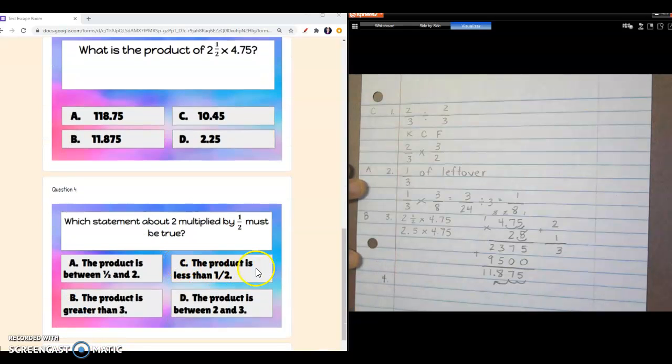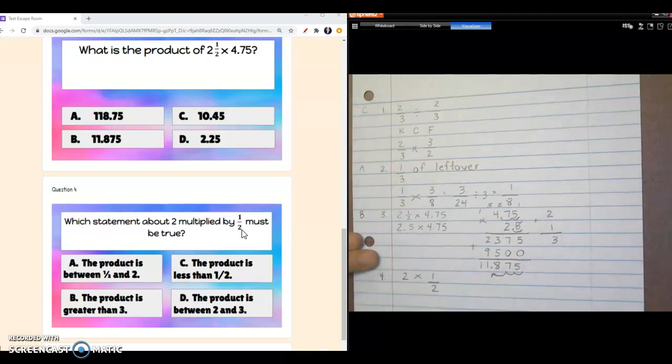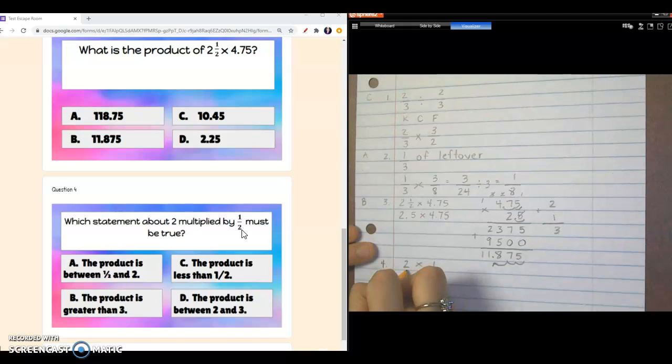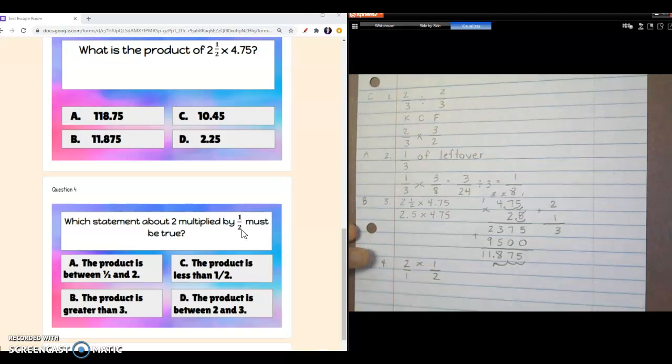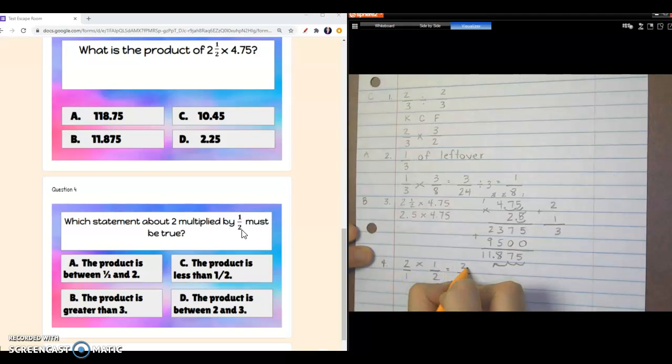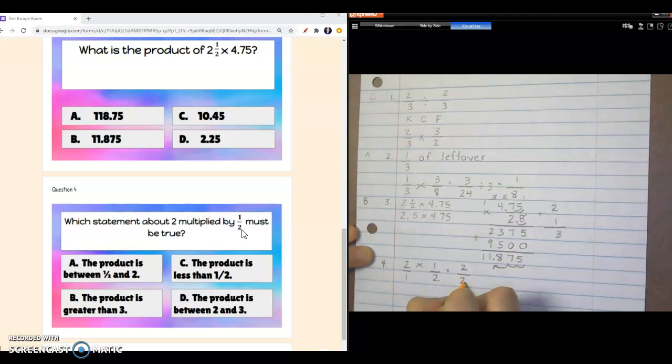Number 4. Which statement about 2 multiplied by 1/2 must be true? So I'm just going to multiply 2 times 1/2. They need to look the same, so I need to change my 2 to a fraction by putting a 1 underneath. And then we multiply straight across. 2 times 1 is 2. 1 times 2 is 2. And 2 divided by 2 is 1.